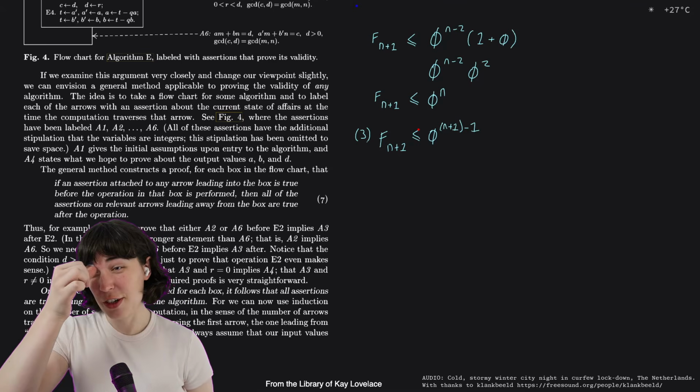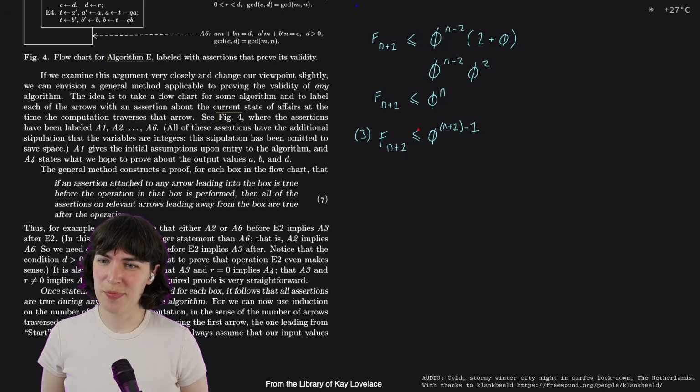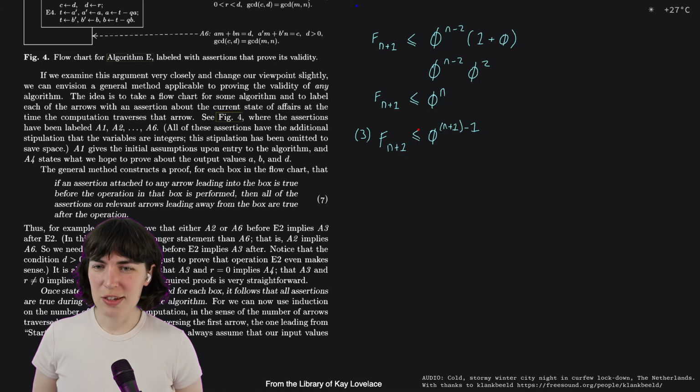See figure 4, where the assertions have been labeled A1 through A6. All of these assertions have the additional stipulation that the variables are integers. This stipulation has been omitted to save space. A1 gives the initial assumptions upon entry to the algorithm, and A4 states what we hope to prove about the output values a, b, and d.